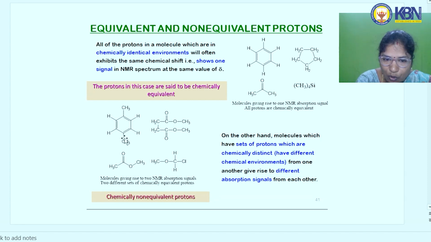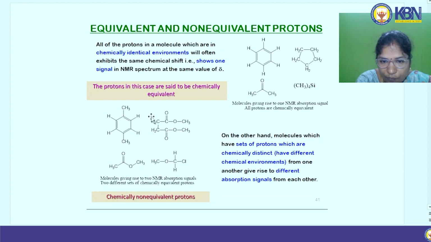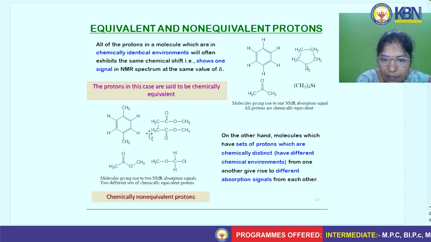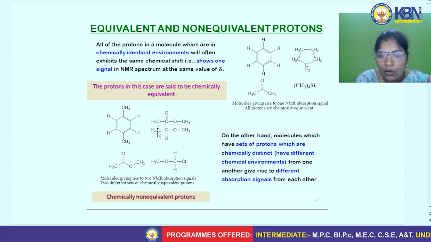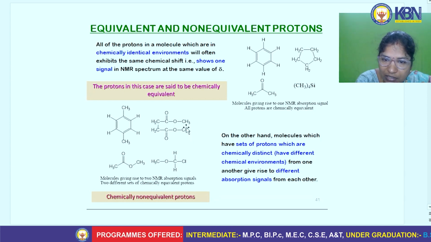These are the non-equivalent protons. Here this methyl group and this methyl group are attached to the hydrogen. These CH3 protons are in one environment, and these CH3 protons are in one environment, and these four hydrogens are in the same chemical environment. So we get only two sets of protons. Here also the CH2 are in the same chemical environment. Here the CH3 protons are in the same chemical environment, but these CH2 protons give one signal, and these CH3 protons give one signal.